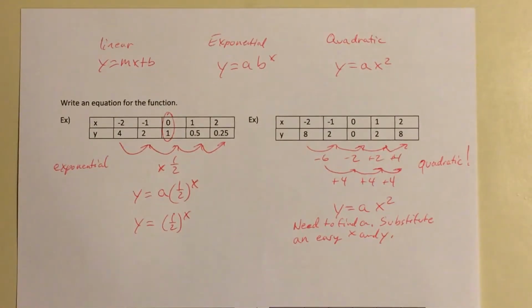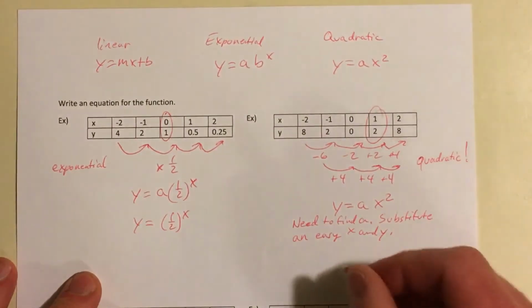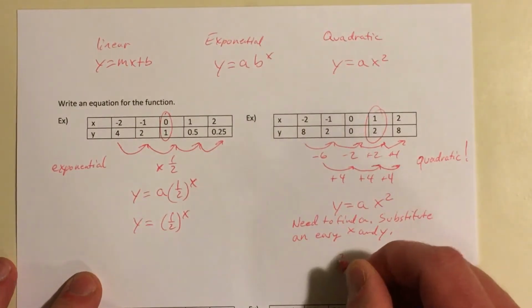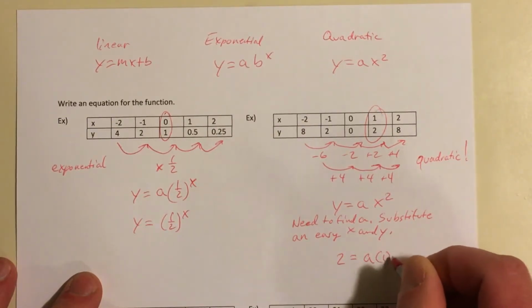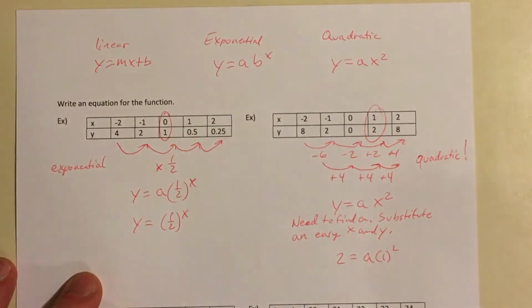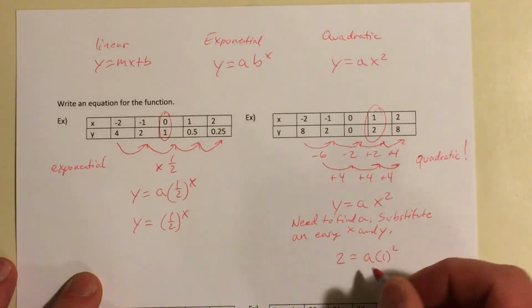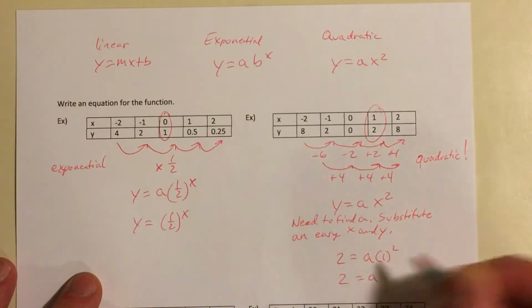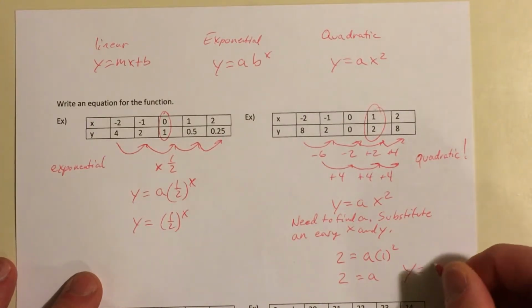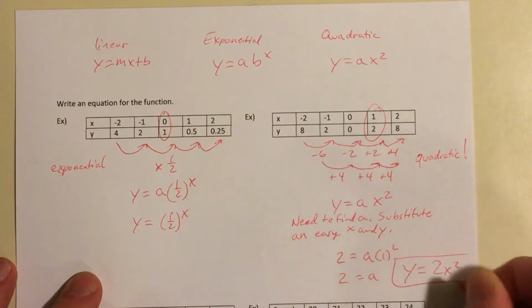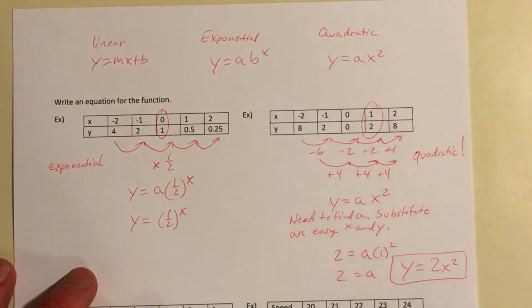So, need to find A. Let's substitute an easy x and y. So I think 1 and 2 is pretty easy. So we'll go 2 for y, 1 for x. Simplify that down, we'll get 2 is equal to A. So the equation for this quadratic is y equals 2x squared. Just like so.